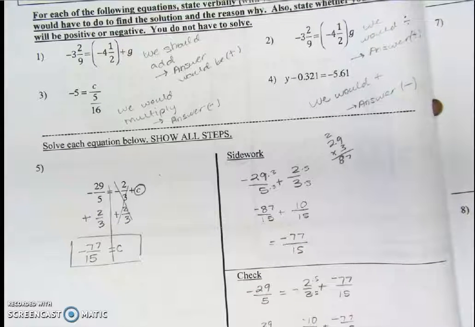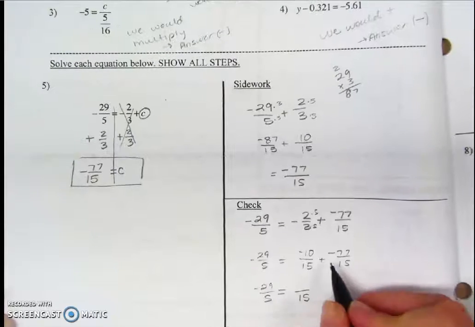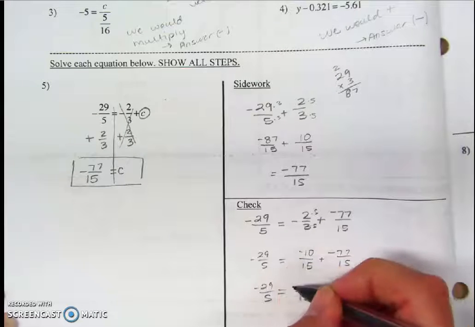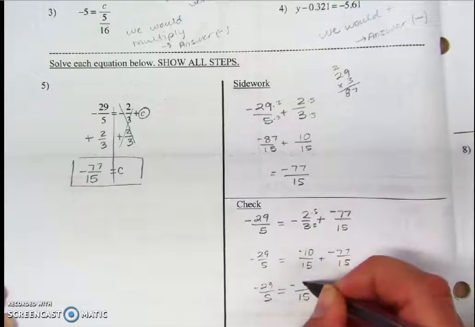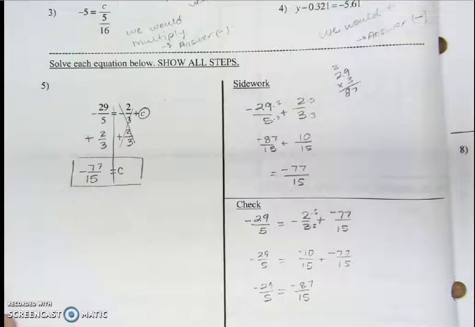Be the same, stay the same. Our denominator is going to be 15, and negative 10 plus negative 77, these are both negative, so that's going to be negative 87/15. Well, wait a minute, I thought I was supposed to get negative 29/5. Remember, we do have to reduce.